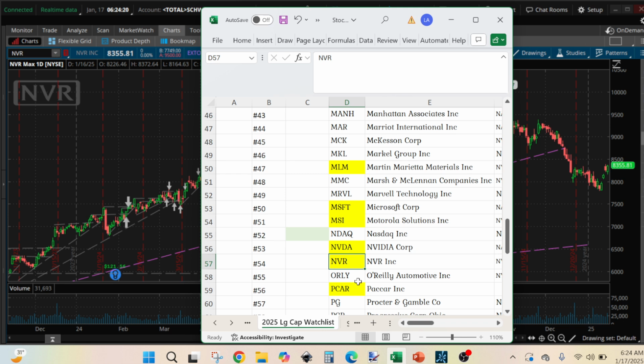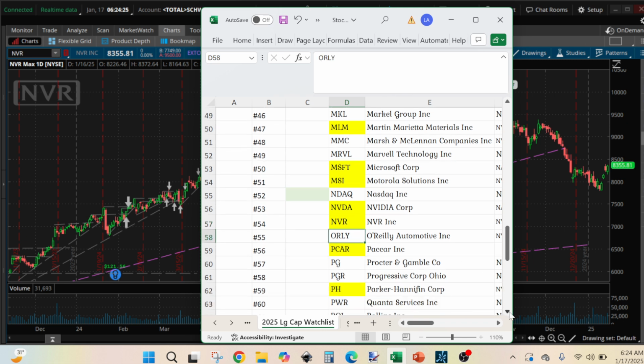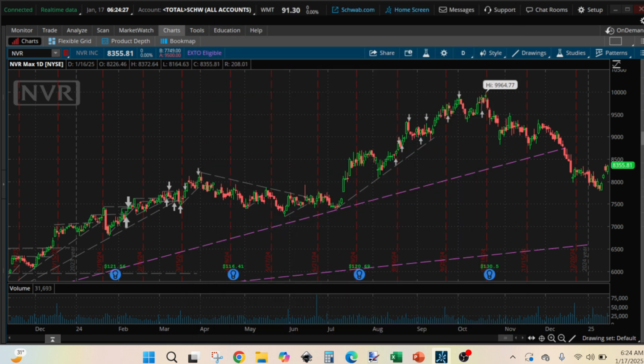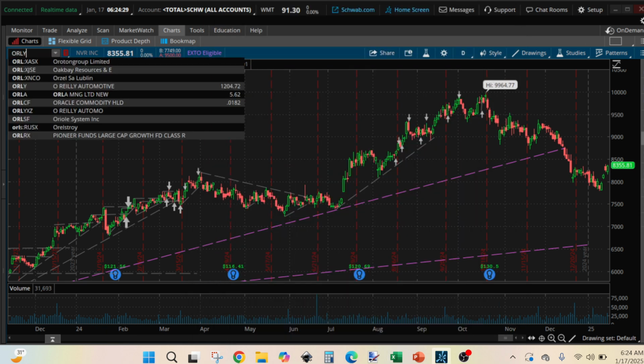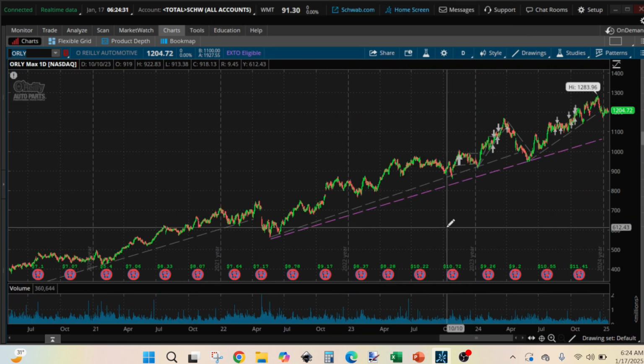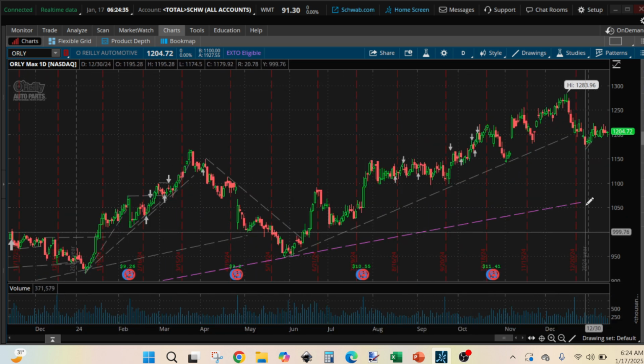The next one is ORLY. We like to buy at the purple line, but right now it's not close to it. It's creating an uptrend line here. Yesterday the price went up.